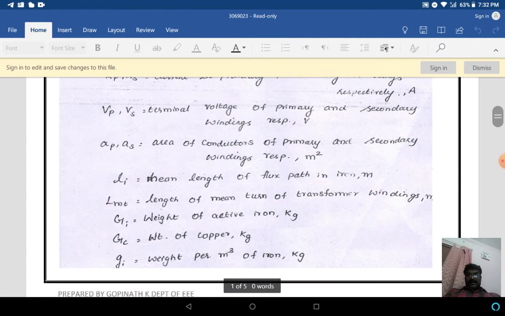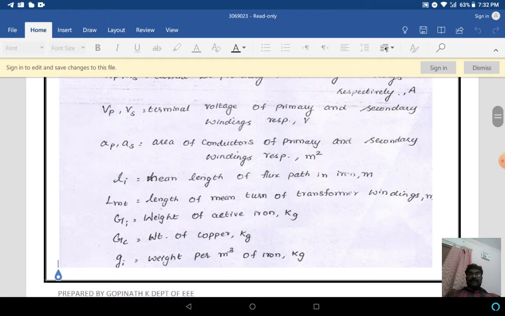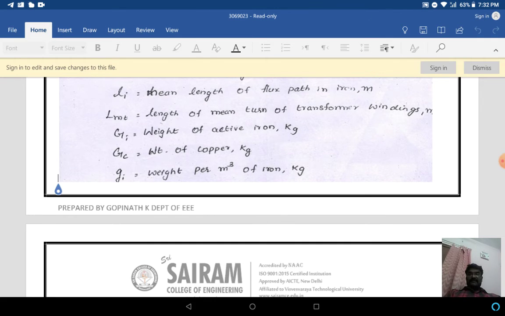Li is the mean length of flux path in iron. And Lmt is nothing but the length of mean turn of the transformer windings. It is in meters. Gi is nothing but the weight of active iron, in kg. Gc, the c indicates copper, as I told, so Gc is the weight of copper in kg. And small gi is the weight per meter cube of iron.